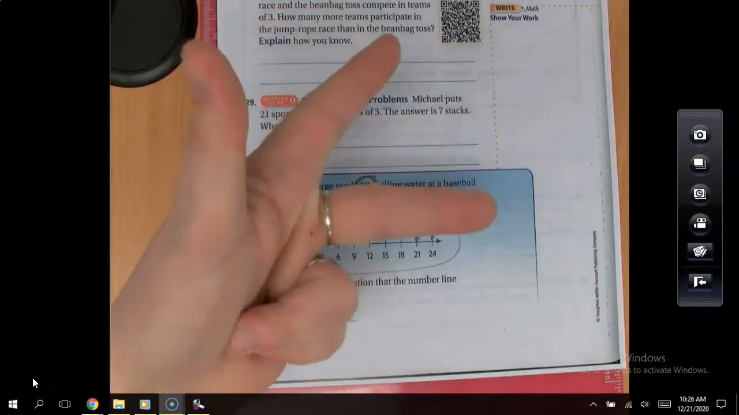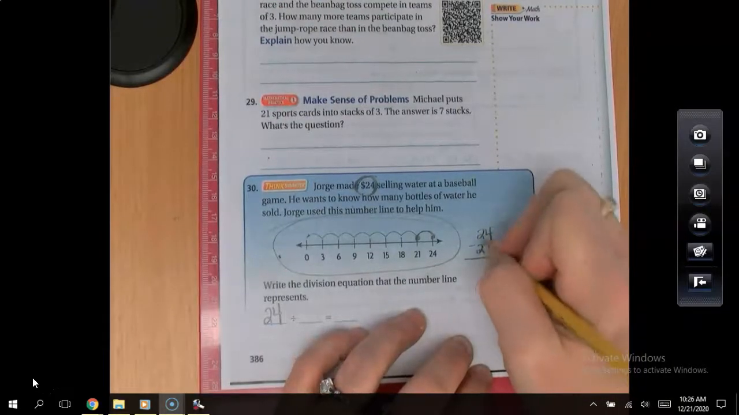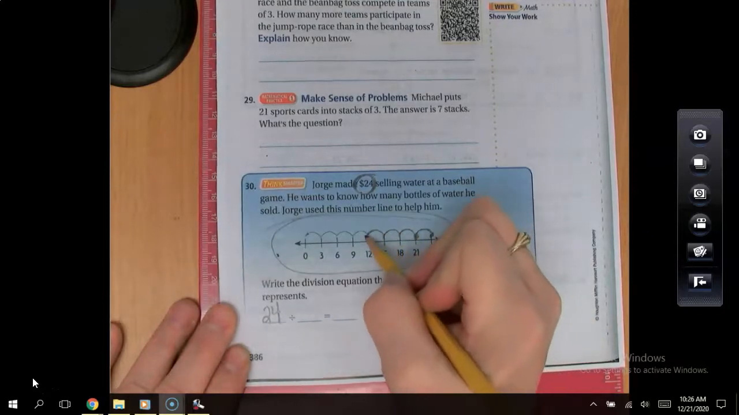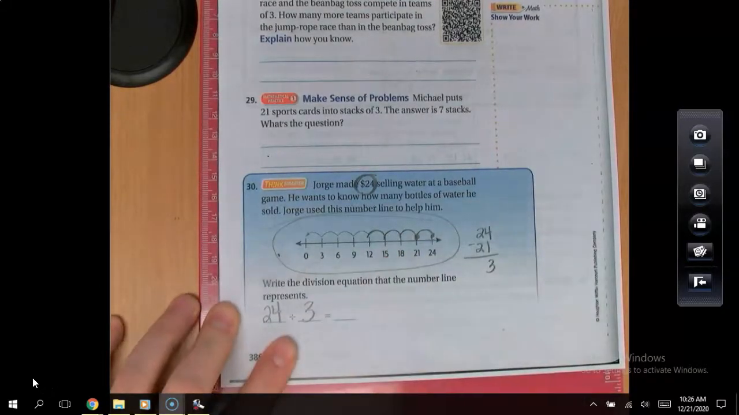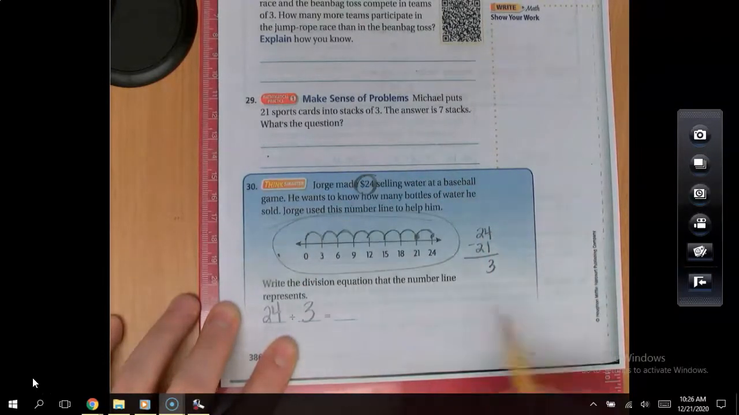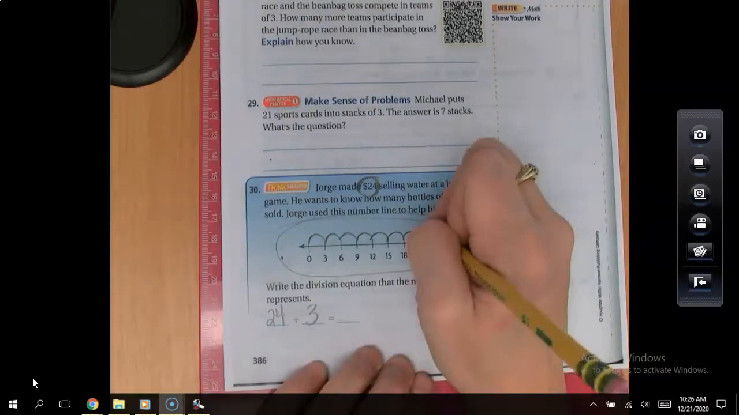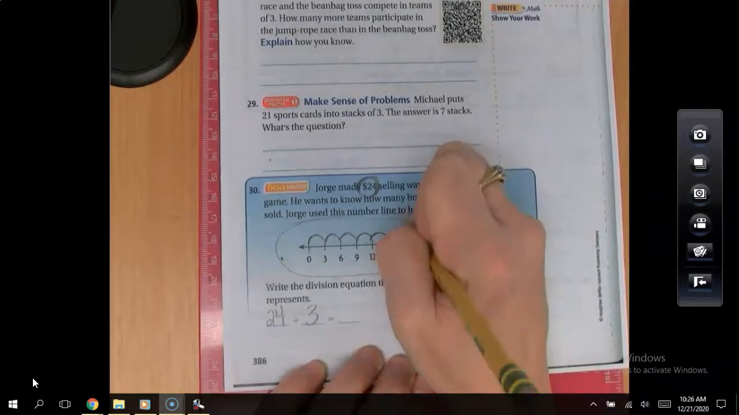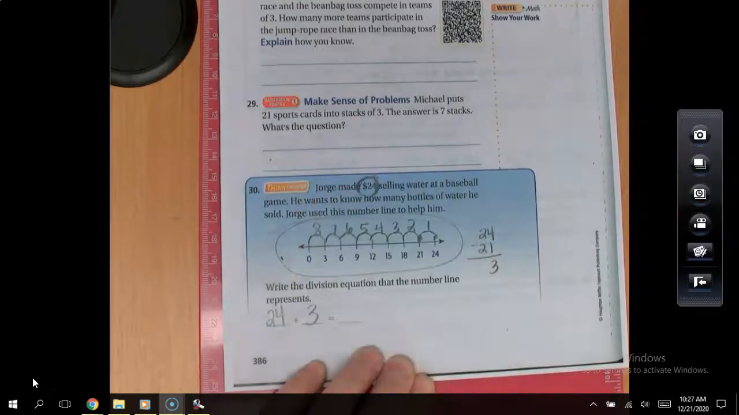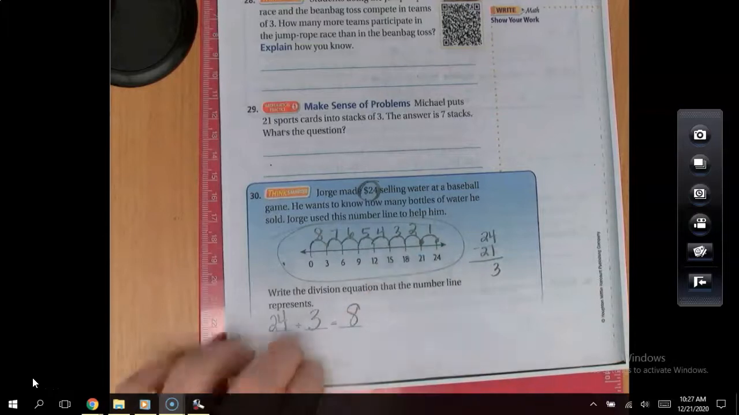If you can't count backwards, subtract it. 24 minus 21. 4 minus 1 is 3, and 2 minus 2 is 0. So each time, he is counting back 3. So he's dividing by 3. Now we need to figure out how many mountains did he make till he got to 0. Let's count those big hops or big mountains. 1, 2, 3, 4, 5, 6, 7, 8. So 24 divided by 3 equals 8.